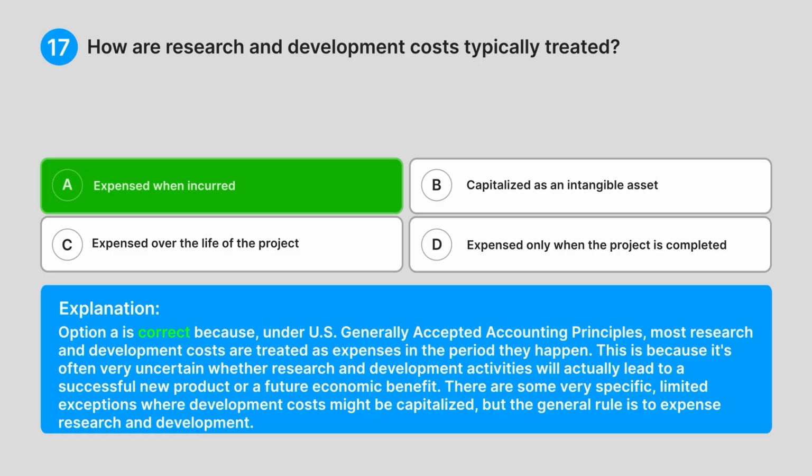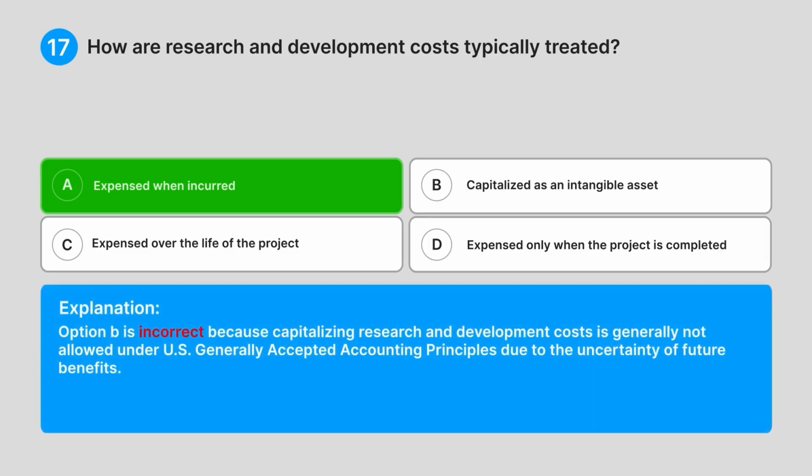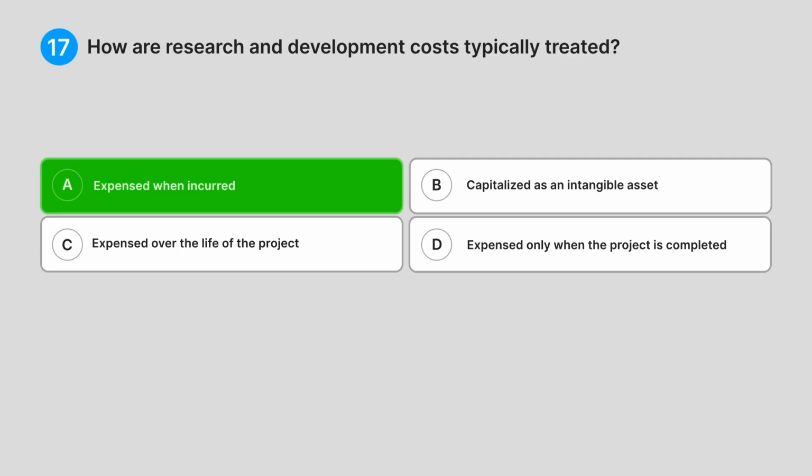There are some very specific, limited exceptions where development costs might be capitalized, but the general rule is to expense research and development. Option B is incorrect because capitalizing research and development costs is generally not allowed under US generally accepted accounting principles due to the uncertainty of future benefits.